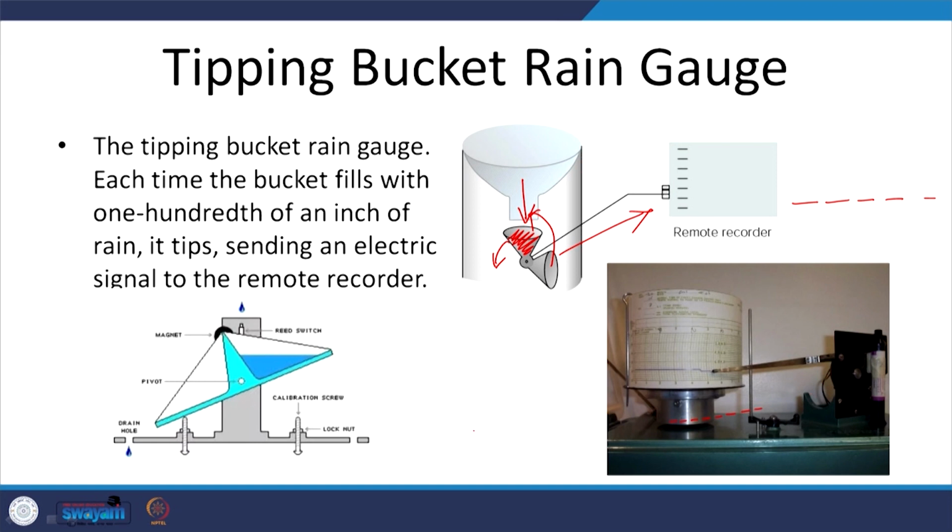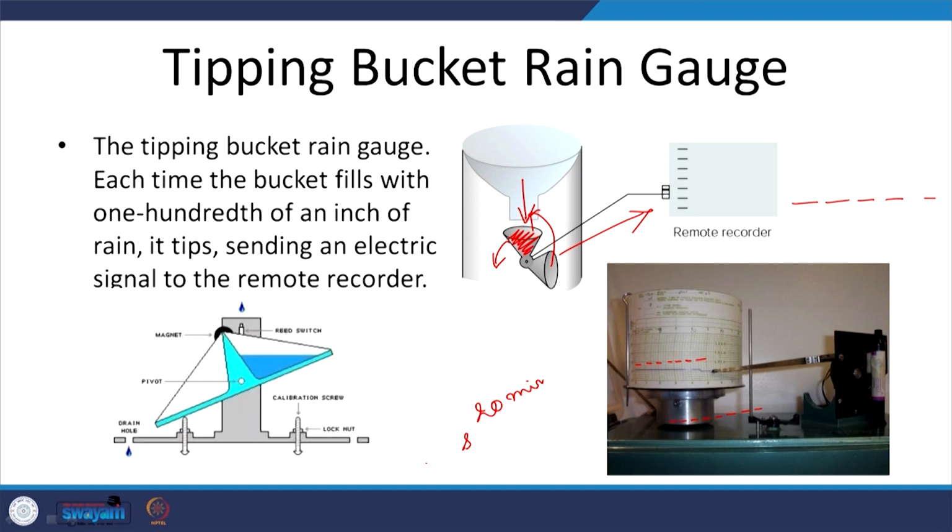So, for a given amount of time, let us say for 20 minutes, you will see how many divisions you can see on the plotter. And by knowing how much water is dispensed in each bucket, you can calibrate it such that you know how much rain has occurred for a minute or for an hour, anything, right.